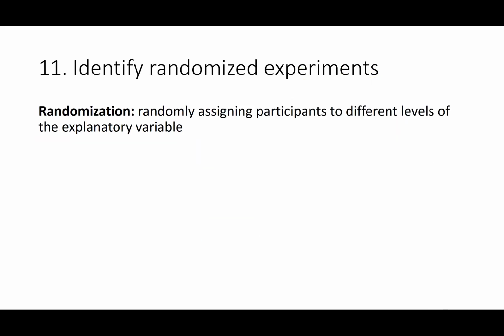In order to control for confounding variables, participants can be randomly assigned to different levels of the explanatory variable. This is known as randomization. An experiment that involves randomization may be referred to as a randomized experiment or randomized comparative experiment.